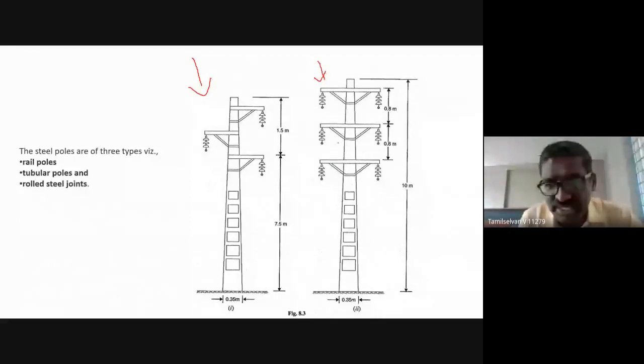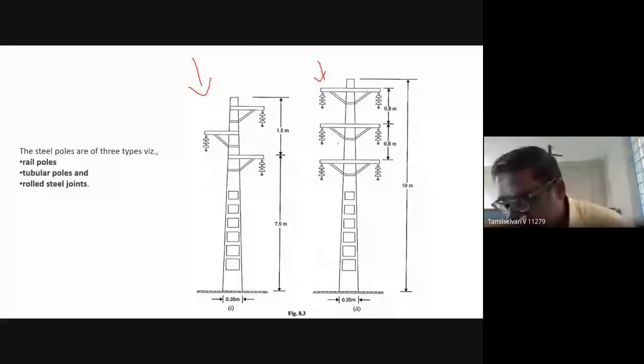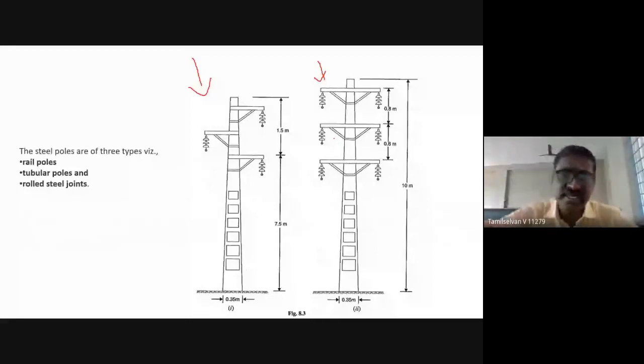See here how the span length has been given for different spacings. Normally the steel poles may be of three types: rail poles, tubular poles, or rolled steel joists. So we use these different types of structures in our concrete poles. The total height of the tower here may be 10 meters, and in this case it will be 9 meters.